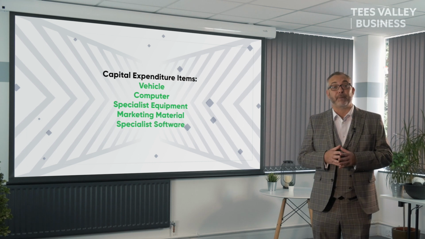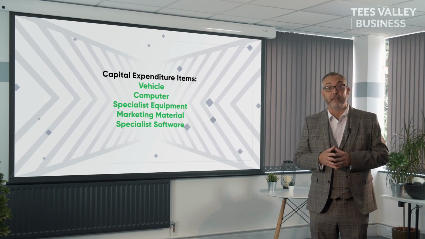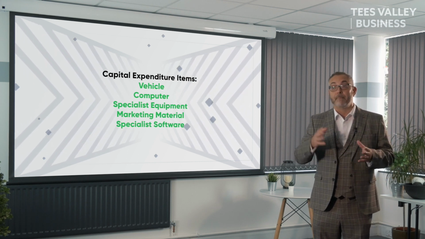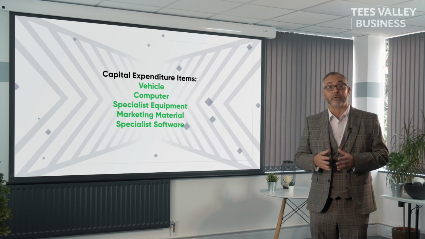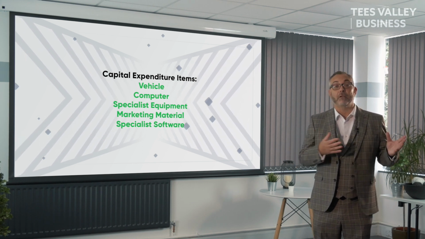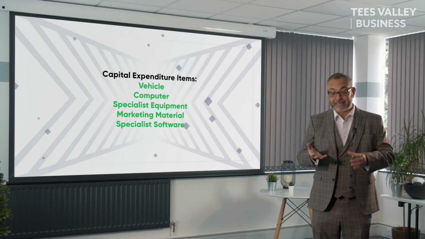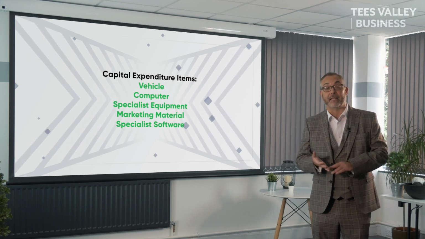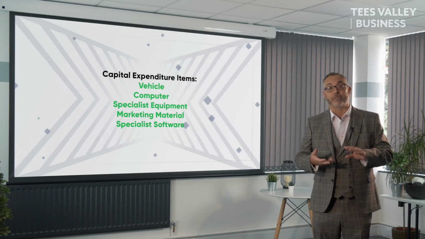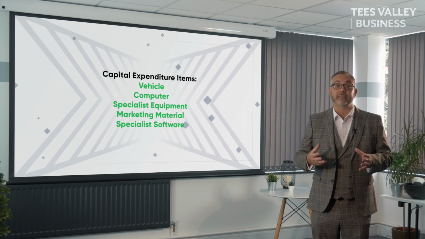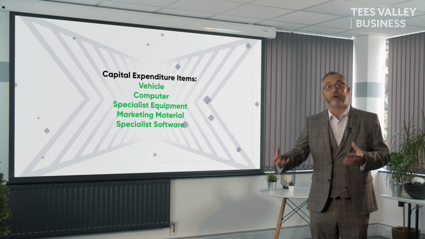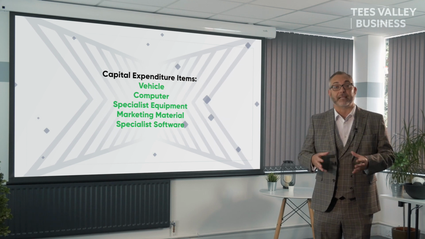So capital expenditure items might be a vehicle, might be a computer, might be some sort of specialist equipment, a 3D printer, all of those things. But it might be things like, right at the beginning, you might need leaflets, you might need a new laptop, you might need a particular system on a laptop. All of these fall into the capital expenditure category.